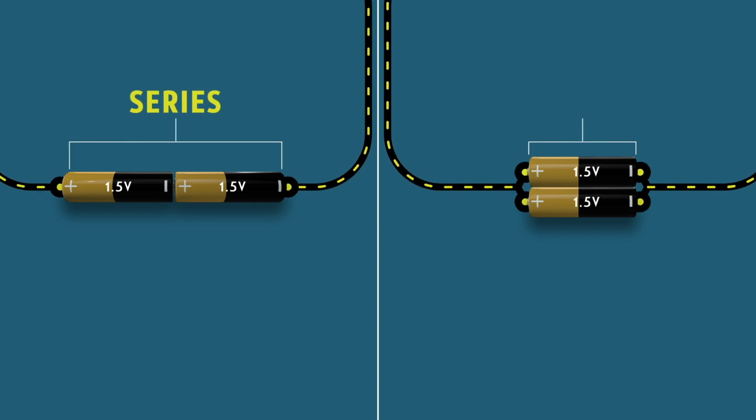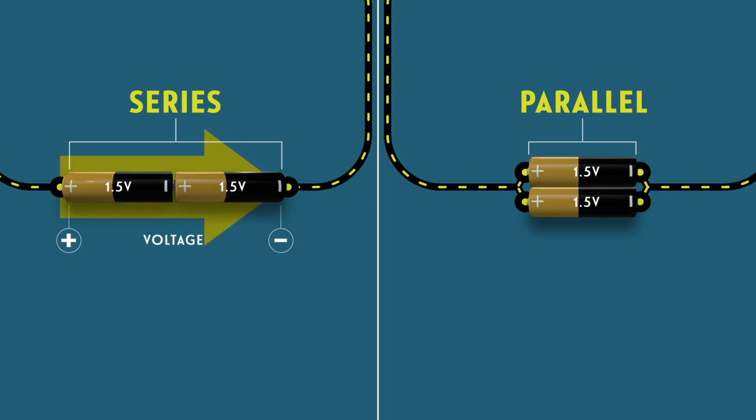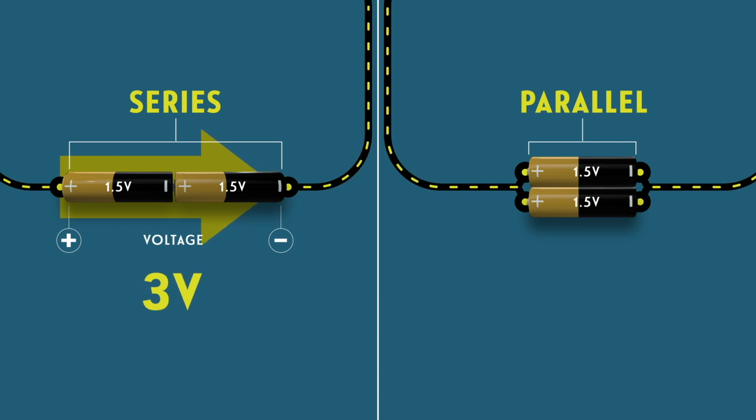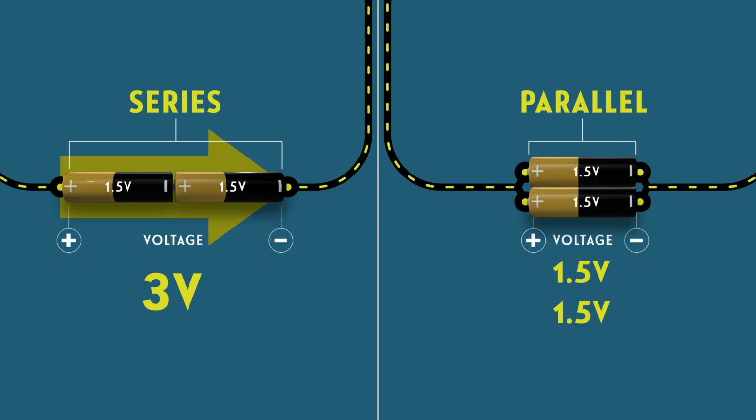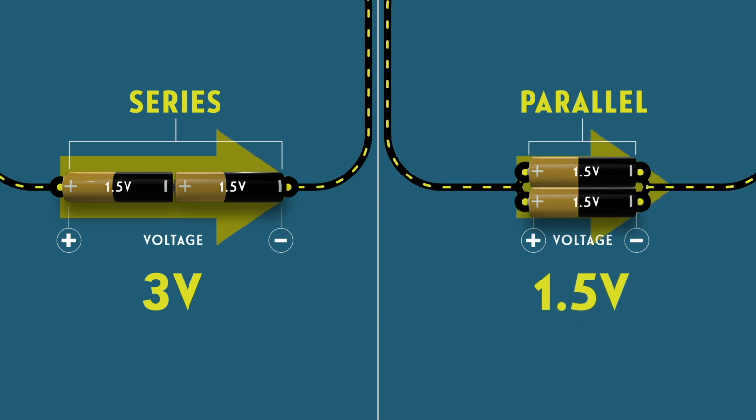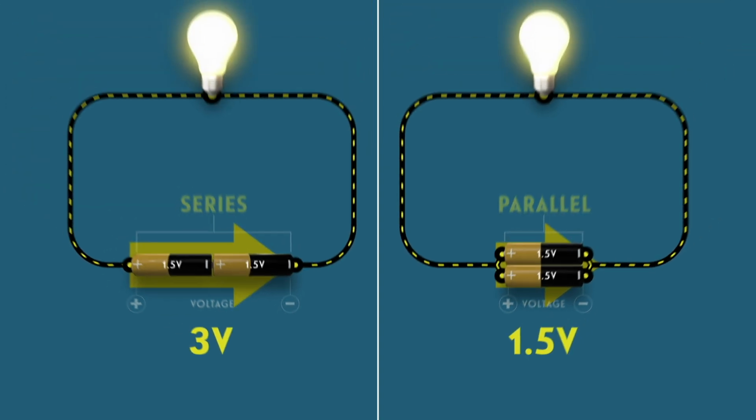When we connect batteries in series, their voltage is added together, so two 1.5-volt batteries will give us 3 volts. If we connect the batteries in parallel, then we will only get 1.5 volts regardless of how many we connect together. However, this configuration will have a larger capacity, so we can power a device for longer.